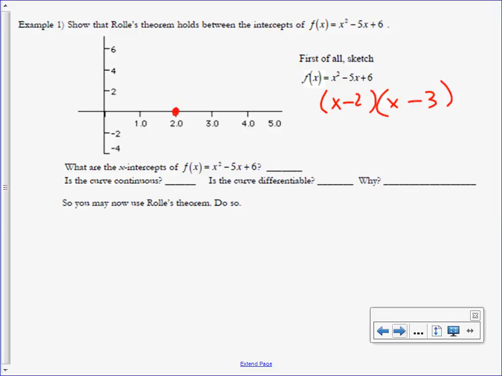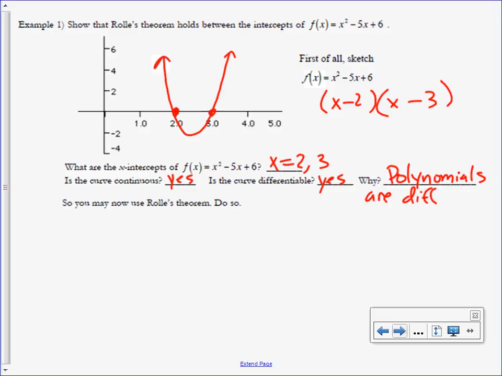So at 2 and 3, right? So we know that there is some type of graph between 2 and 3, where the intercepts are x equals 2 and 3. Is the curve continuous? Yes. Is it differentiable? Yes. There's no poles, there's no limits, right? In other words, all polynomials are differentiable. So if it's differentiable, differentiate.